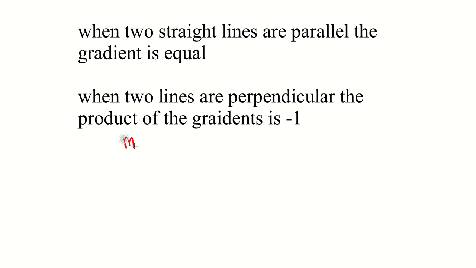So what that means is the gradient of your first line multiplied by the gradient of your perpendicular second line would be negative 1. Once you understand that, you can find the gradient of your perpendicular. I don't want to say bisector, but say perpendicular lines. Perpendicular lines mean two lines intersect at 90 degrees. And those are the things that you have to remember to do number 4.